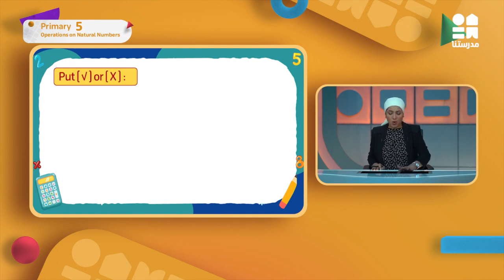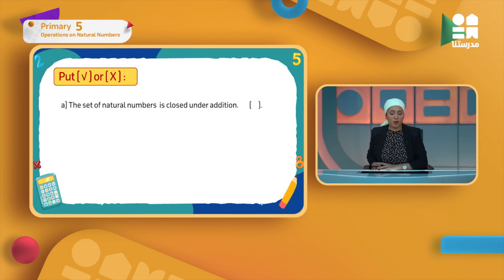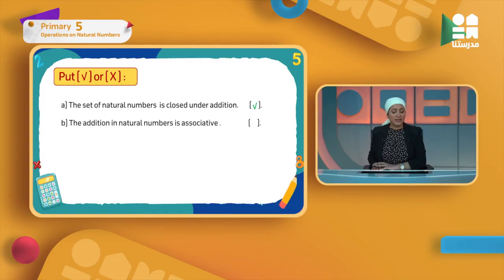Put tick or wrong. The set of natural numbers is closed under addition. Meaning when I add two numbers, do I get a natural number or a whole number? Yes. Correct. The addition in natural numbers is associative? Yes, because whenever I change the order of the numbers, at the end I get the same answer, so it's associative. 9 plus 5 belongs to natural numbers. Yes, because the answer is 14 and 14 is a whole number, so I get a whole number and it belongs to natural numbers, so this one is correct.